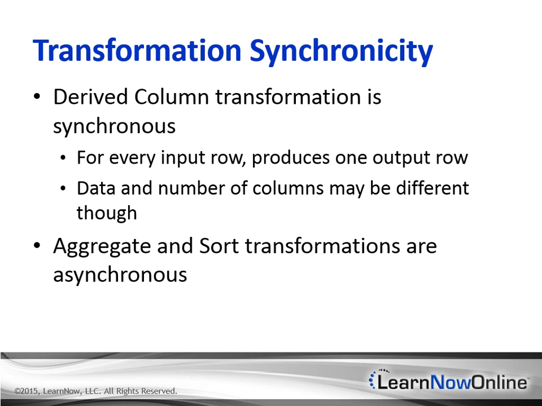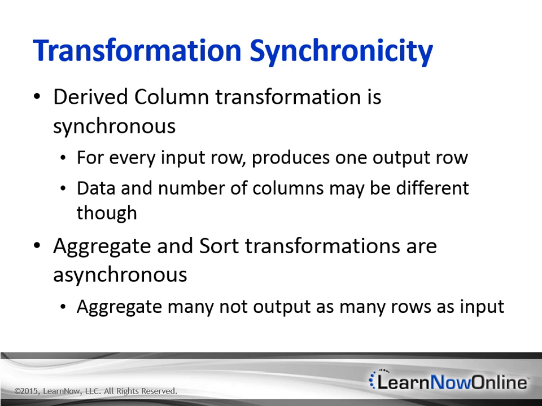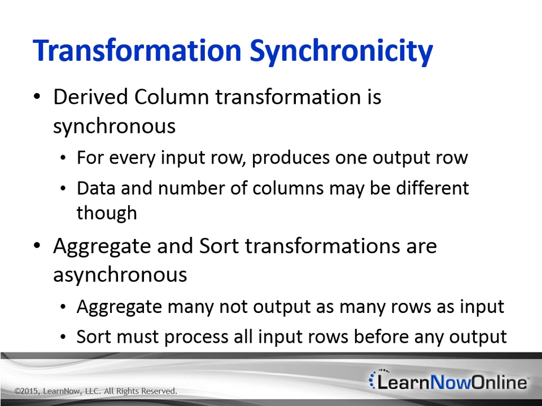Now compare that to the aggregate and sort transformations. These are both asynchronous transformations. The aggregate transformation is asynchronous because it may not produce as many rows as it processes, depending on which data fields you set the transformation to group the results by. The sort transformation is asynchronous because it has to process the entire set of input rows in order to sort the data properly before it can produce any output rows.